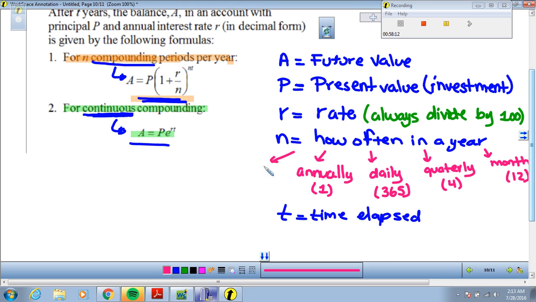So I'm going to put here semi-annually, 2 times within a year, every half of a year.